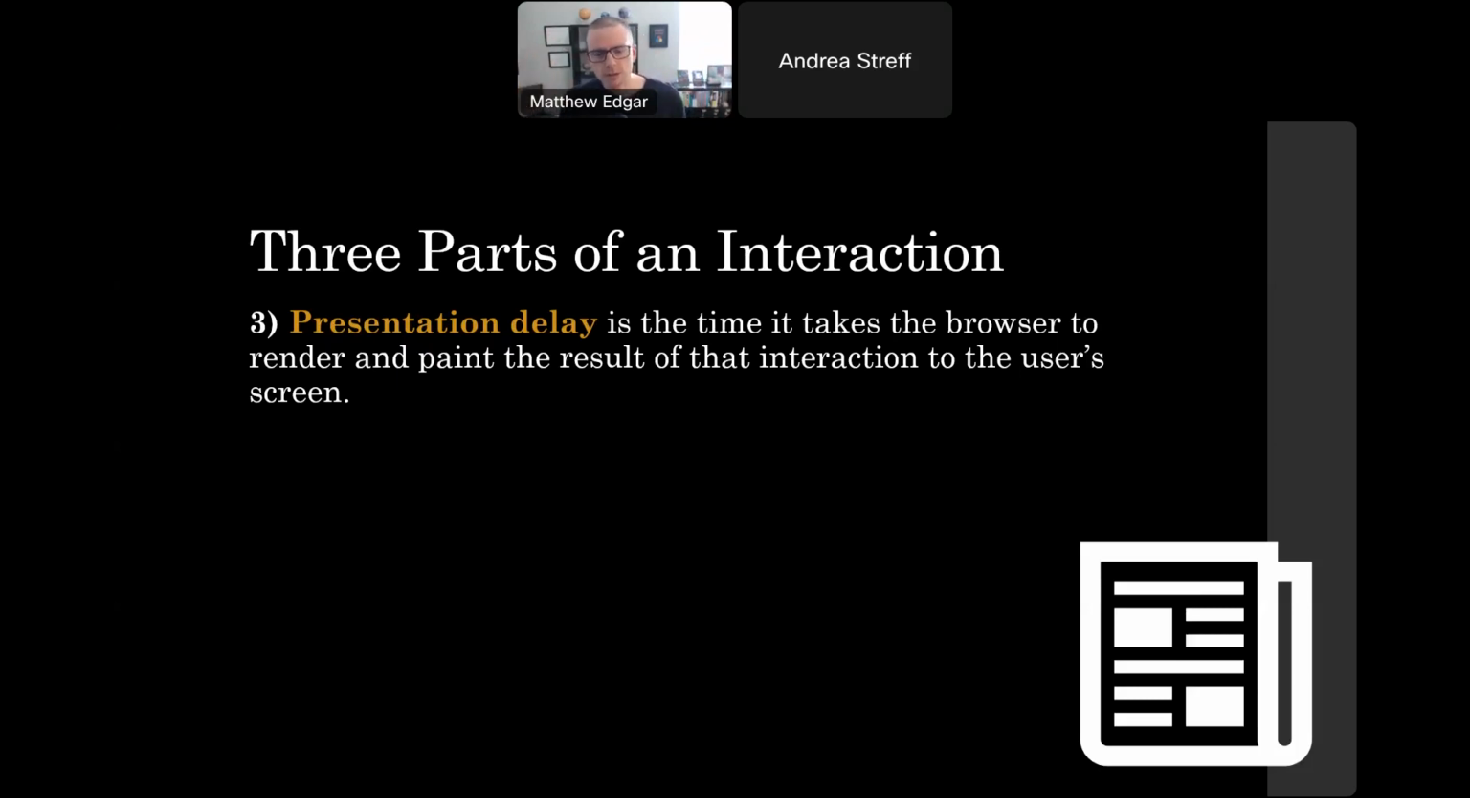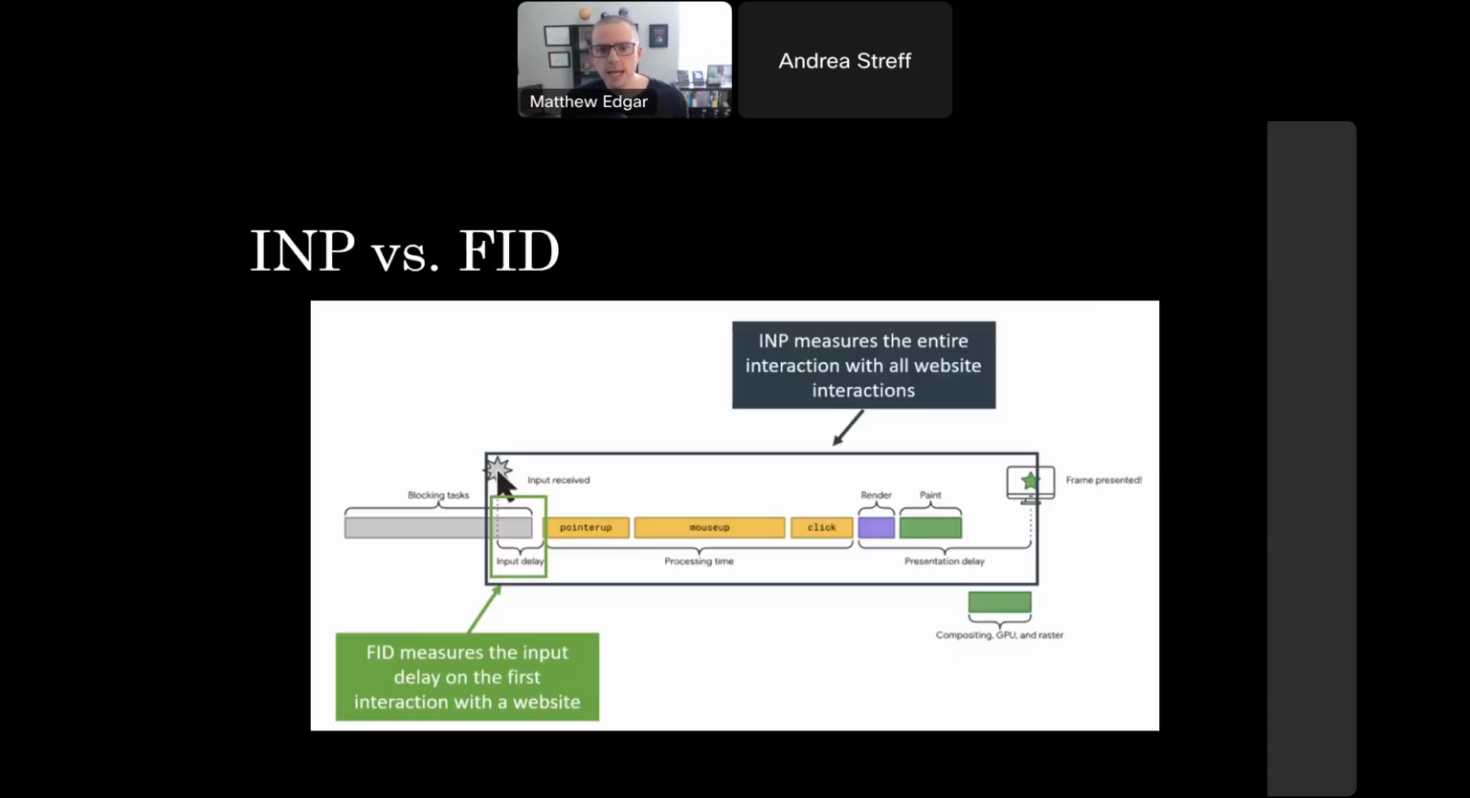So those are the three parts of an interaction. You've got the input delay, the processing time, and the presentation delay. And you can see those on this graphic from web.dev.